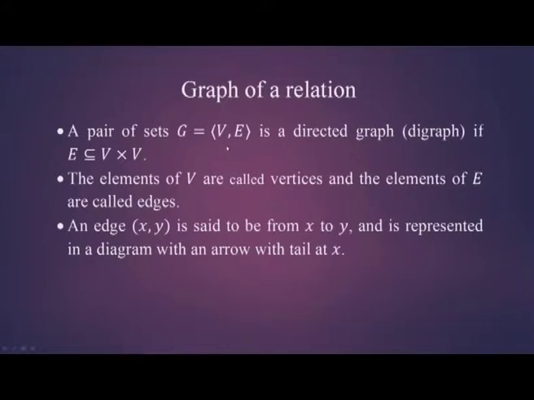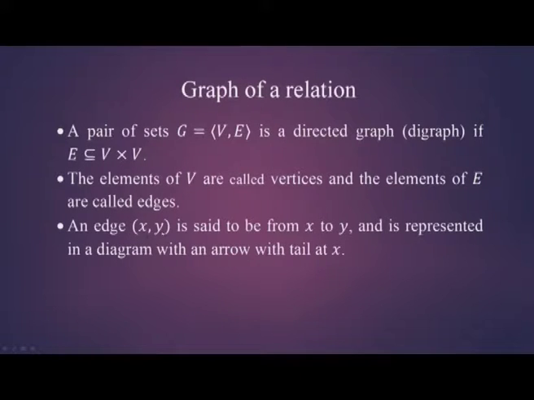If we have a pair of sets G = (V, E), where V and E are two sets, we call it a directed graph, or in short a digraph, if this set E is a subset of V cross V. The elements of V are called vertices and the elements of E are called edges.